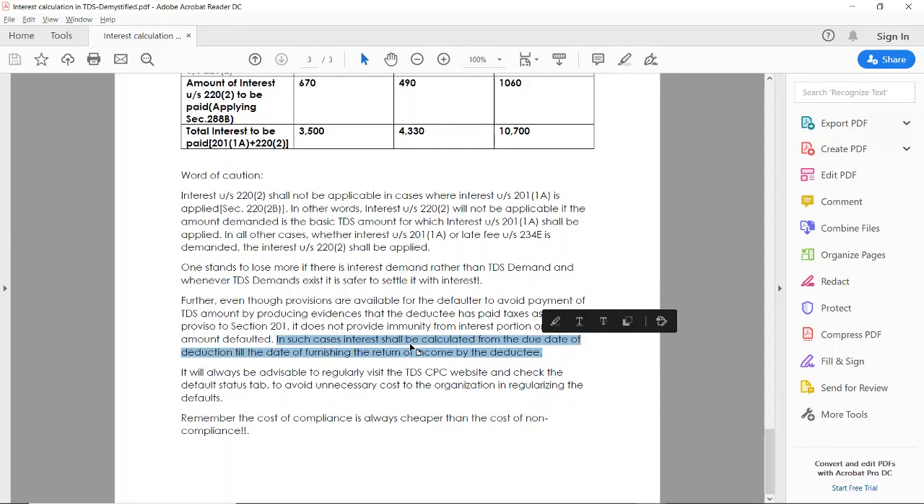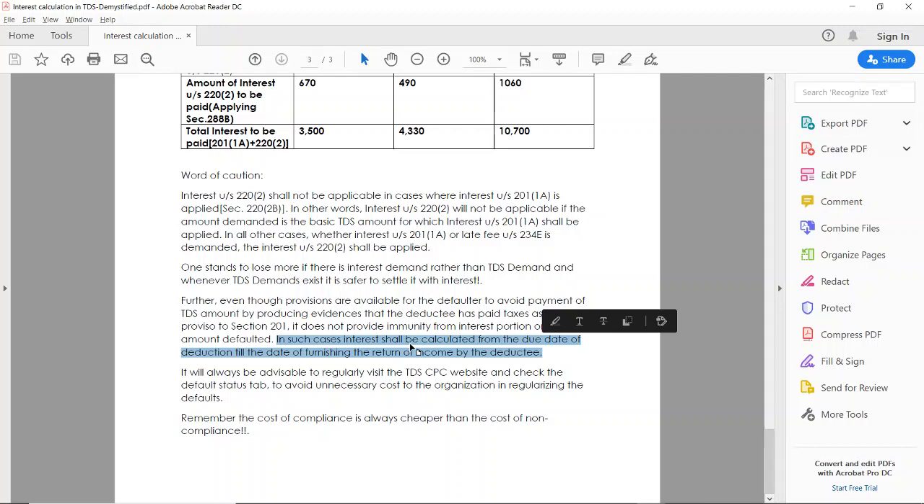Hence, what is the advice over here? Whenever you are regularly filing your TDS returns, kindly ensure that you visit the TDS CPC website and in the default section find out if there is any default or any demand raised by the CPC or by the assessing officer, and if there is any, kindly settle it at the earliest, because it is for the purpose of saving your cash flow and the cost to the company. It's always better to comply.